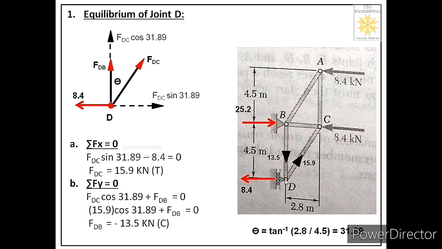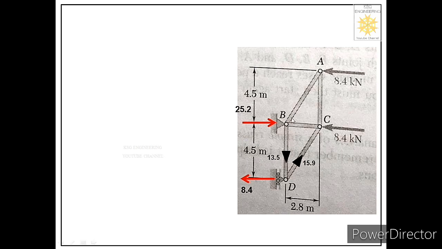Now, what is the next step? The next step is, after solving a particular joint, we have to pick the next immediate joint. The next immediate joints to D are joint C and joint B. So we can start with any of these two joints. Let us start with joint B. So now we will consider the equilibrium of joint B.